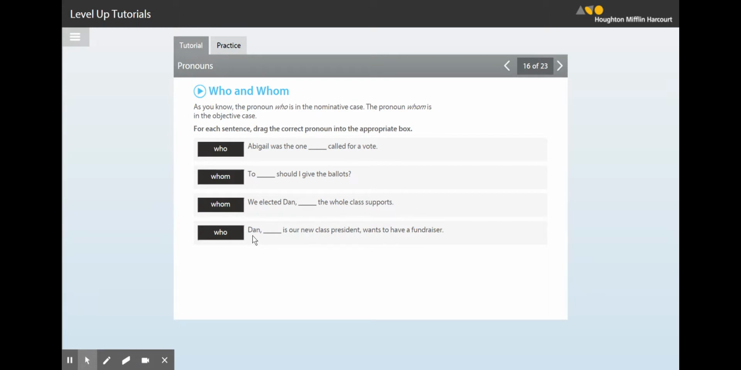And then finally, Dan, blank is our new class president, wants to have a fundraiser. So in this case, Dan is my subject. The pronoun refers to Dan, so I need to use who. Dan, who is our new class president, wants to have a fundraiser.